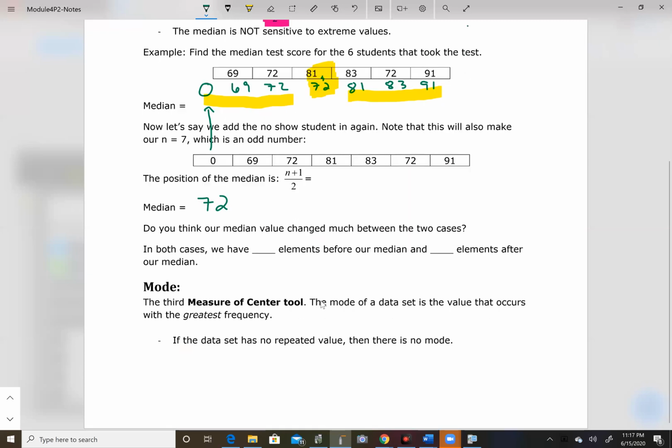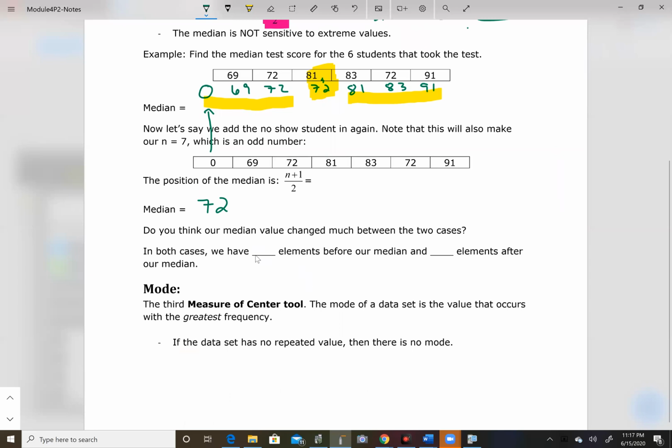In both cases, we have 6 elements before the median, 3 and 3. Okay. So mode's the third measure of center, and the mode is just the number that occurs the most often. So in the data above, the mode would be 72, okay? Because that's the only number that happens twice. So we say the mode is 72. If there are no repeated values, this is important, then there is no mode.